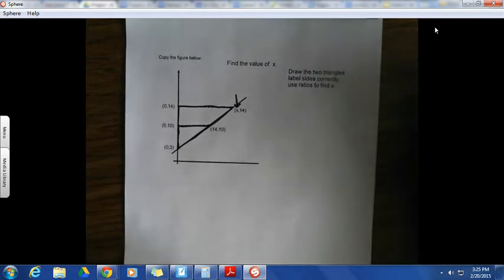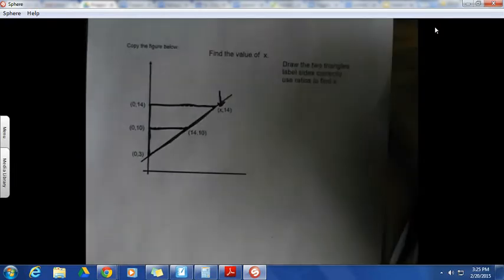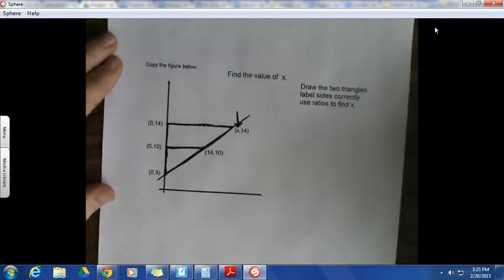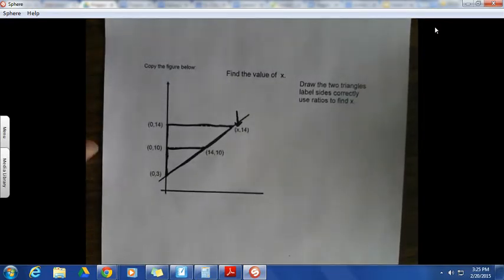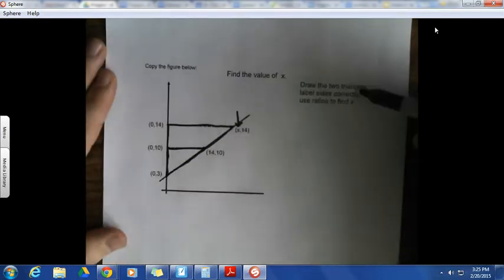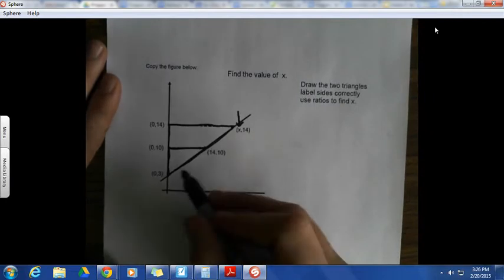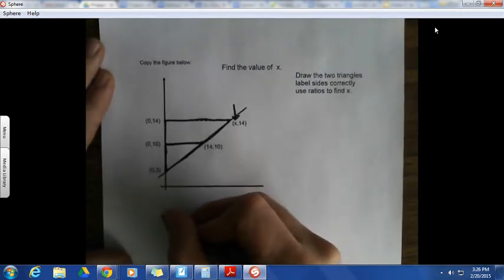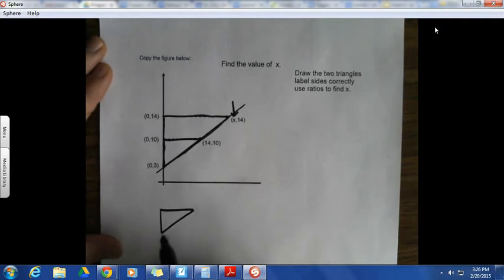Alright, so we are given, let me zoom in a little bit here. All we are given is a couple of coordinate pairs. So how can we find the value of x with just the information given? Well, we're going to use what we know about similar figures, similar triangles, to get our answer. The directions say to redraw the two triangles and label the sides correctly, and to use our ratios to find x. So let me redraw this little triangle here. I'll redraw it down here. Looks something like this.